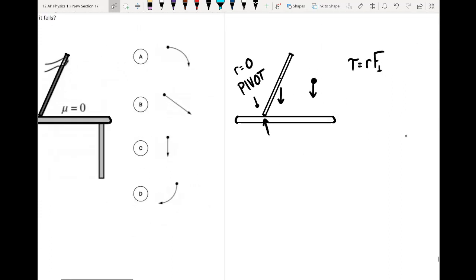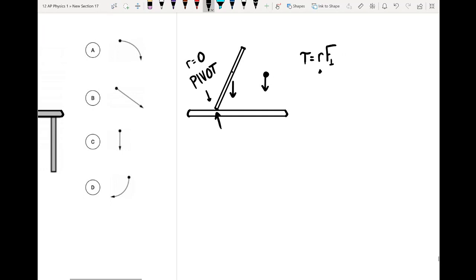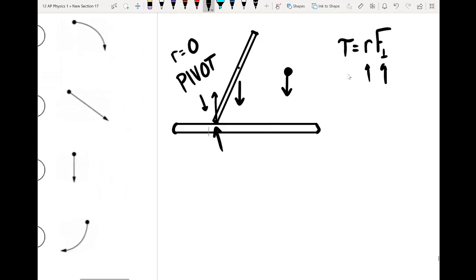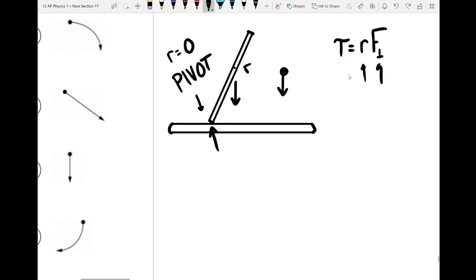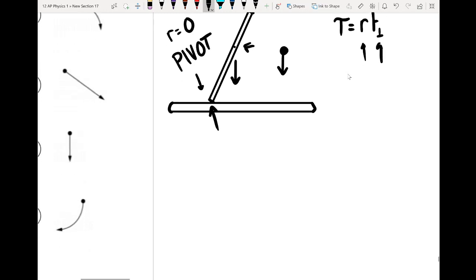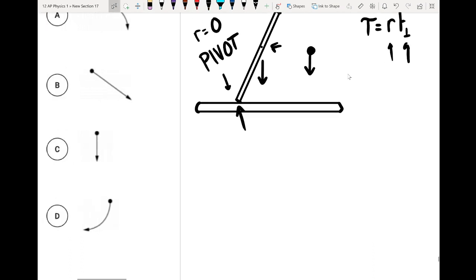So when we are dealing with torque problems, we say the torque is equal to R times the force. In this case, yes, we have the normal force acting on our rod, but that's happening at the pivots. That's not really causing a torque here. So really the torque in the system is coming from just this gravitational force. And so we have this torque caused by the gravitational force, which means that yes, our rod is going to rotate down.